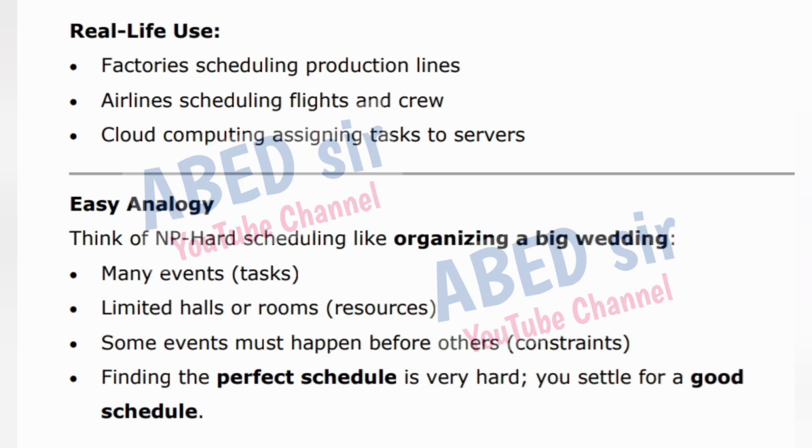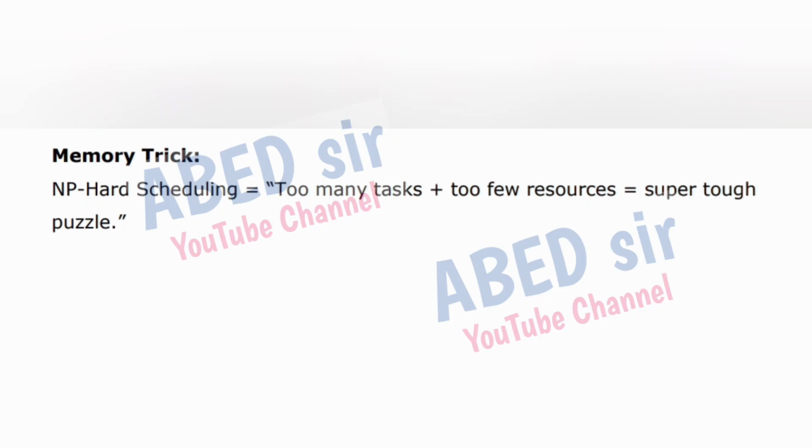Easy analogy. Think of NP hard scheduling like organizing a big wedding. Many events are tasks. Limited halls or rooms are resources. Some events must happen before others, constraints. Finding the perfect schedule is very hard. You settle for a good schedule. Memory trick. NP hard scheduling is too many tasks plus too few resources, which is a super tough puzzle.